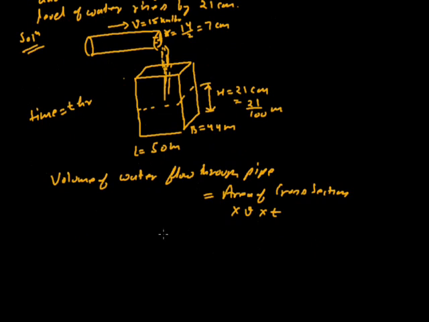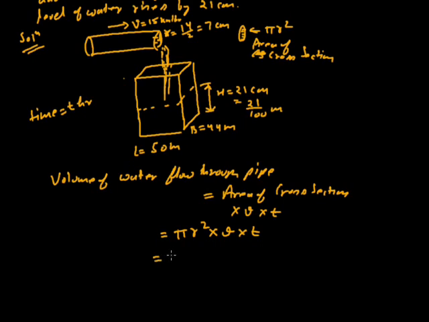The cross section of this cylindrical pipe is nothing but a circle, so the area of cross section is pi r square. So the volume is pi r square into velocity into time. Now we put the values. The pi is 22 upon 7. The r is in centimeter, so we convert all the units into meter. So 7 centimeter can be written as 7 by 100 meter. It is squared, so 7 by 100 two times.